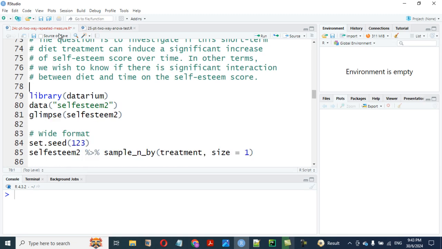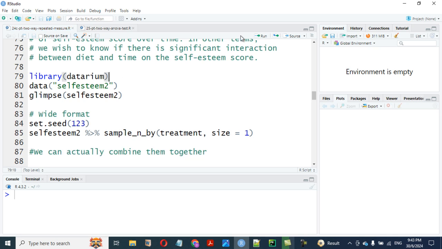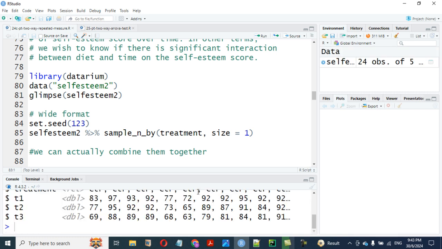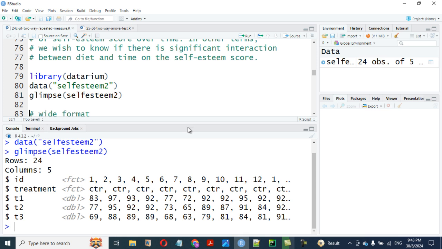All right. Okay, so let's now load the library and load the self-esteem 2. We can glimpse it and see the result. Let's glimpse it. It comes in the format it came. So we have an ID of individual, 12 people, 1 to 12, then 1 to 12 again.